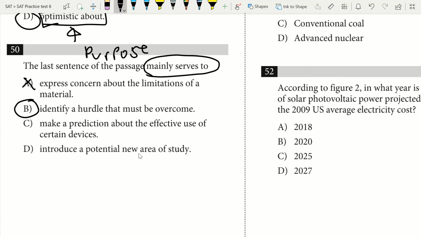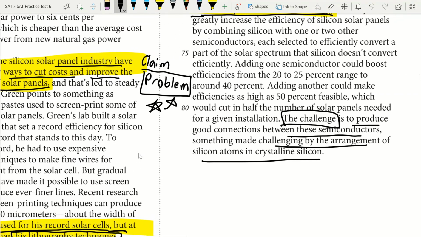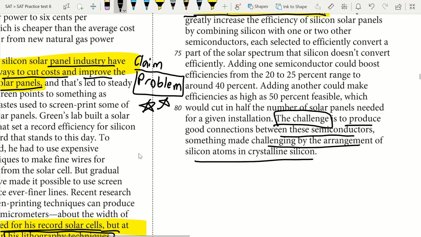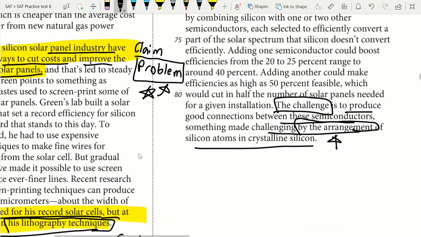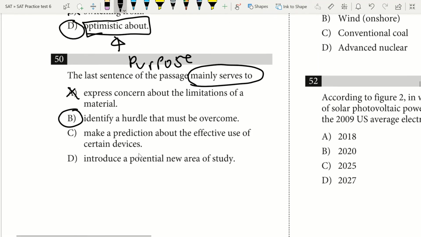Like I said, we talked about how there was that difficulty, and I'll just quickly run back and show you so you can see it again in more detail since we're running way ahead of time on this passage anyways. So we have the challenge is to produce, okay, so a challenge or a hurdle, like we said in B, is to produce good connections between these semiconductors, something made challenging by the arrangement of silicon atoms in crystalline silicon. Okay, once again, just one thing I want to point out as to why A was wrong. We're talking about the arrangement of those atoms, and we see in A, we say the limitations of a material, and well, it's really more the limitations of the arrangement of the material, right?